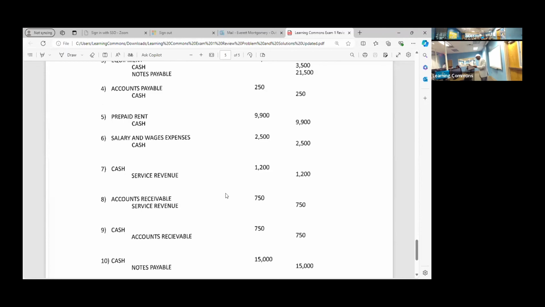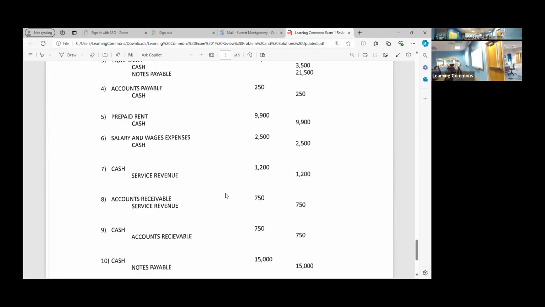Which is in number 9, it said collected $750 from a customer on account. When they say collected from a customer, they tie it to accounts receivable. You don't see it up there, but that's what they're doing. They tie it to accounts receivable. So the cash is in, debit, and we're going to reduce the accounts receivable because the customer has paid on it.